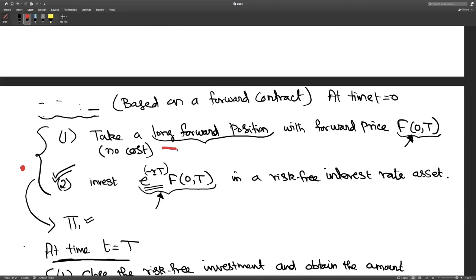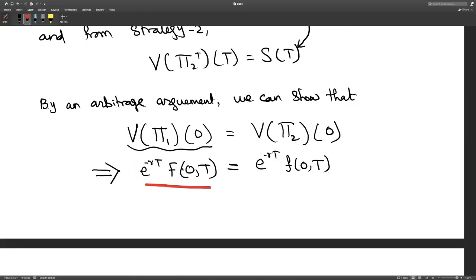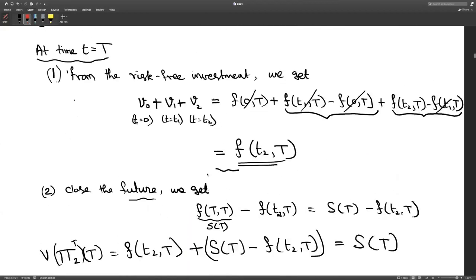In the forward strategy, there was no cost involved in the first step, but in the second step we invested in the risk-free asset, and that amount is this. That was the initial cost that we paid to build the portfolio pi 1. Therefore, this is the initial cost of pi 1, e to the power of minus rT into F(0, T). And how much did we invest initially in the second strategy, that is, the strategy based on the future?